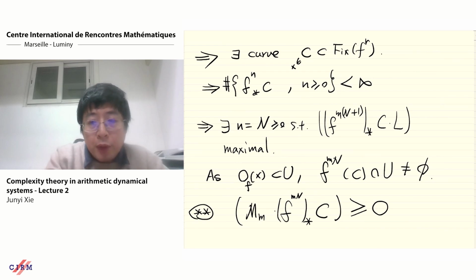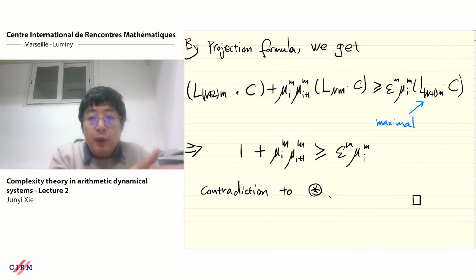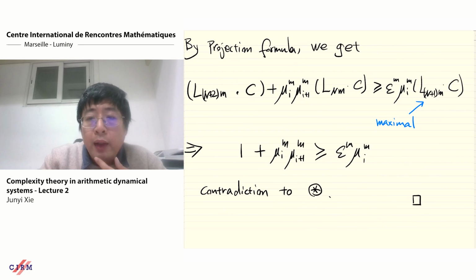Okay. Here we just use this formula (star star), and we write this to be the combination of some pullback of L, and then we apply this projection formula, replacing this push forward of C to get some pullback of L. Then we get the following inequality: (L^{n+2m} · C) + (μ_i^m / μ_{i+1}^m)(L^{n+m} · C) ≥ ε^m μ_i^m (L^{n+1m} · C).